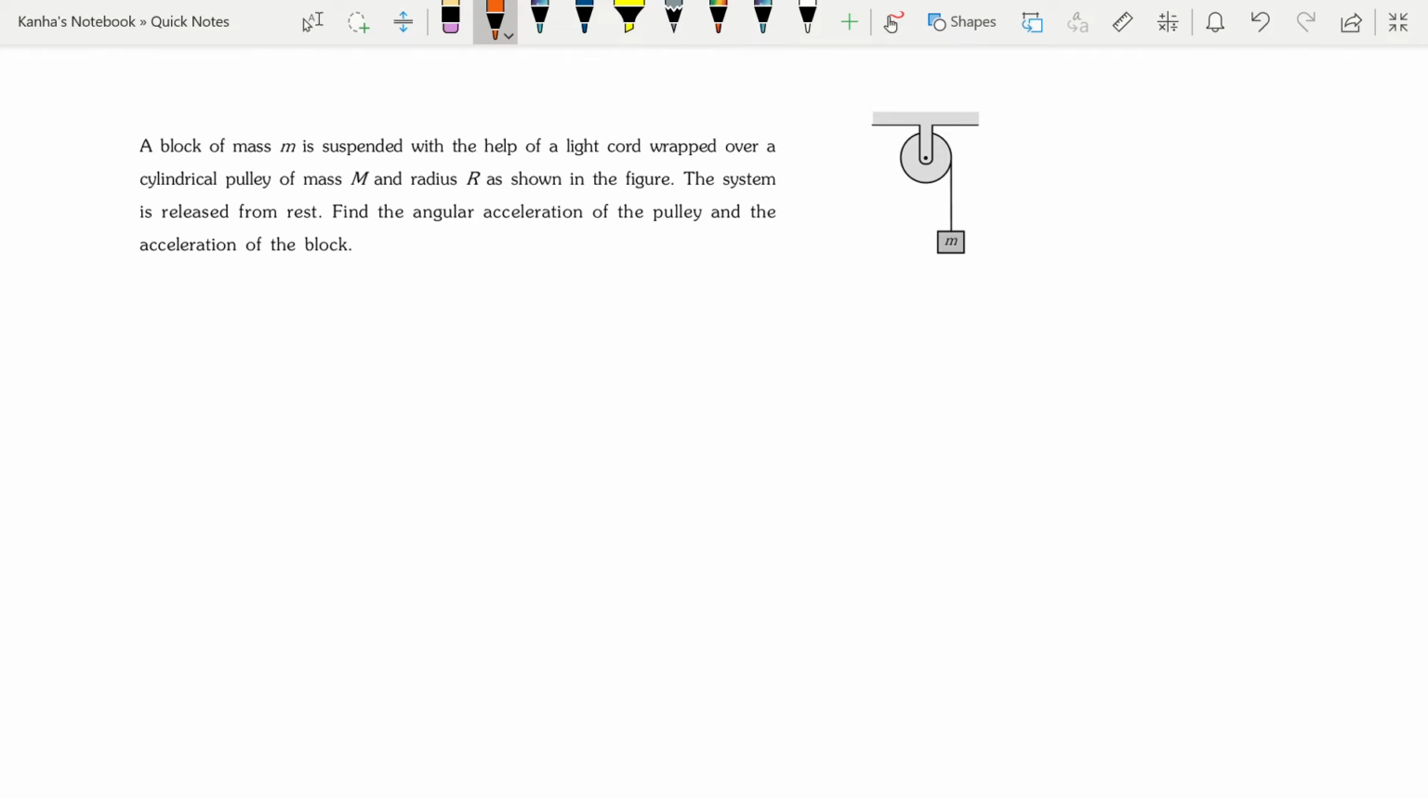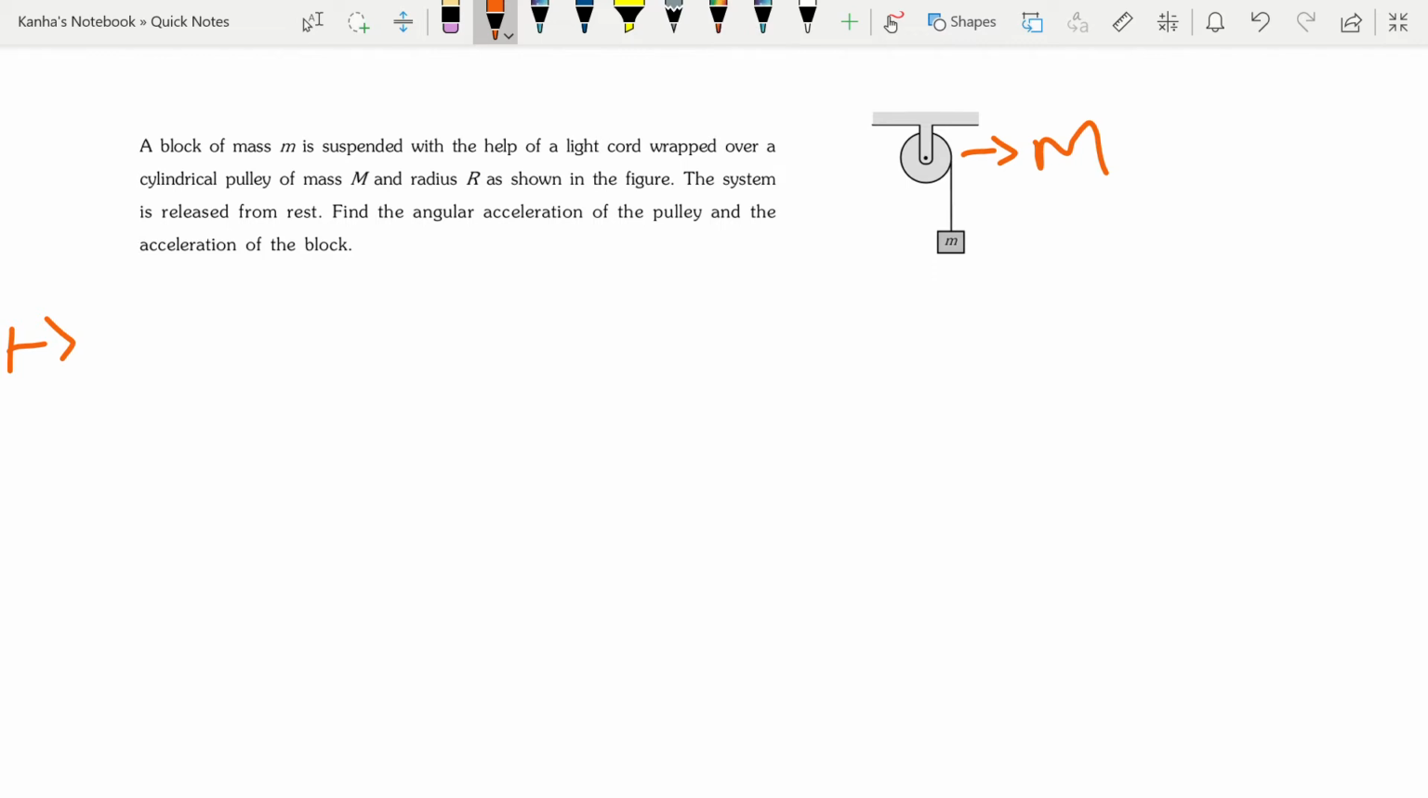Let us do a question to get more clarity. A block of mass small m is suspended with the help of a light cord wrapped over a cylindrical pulley of mass capital M and radius r. The system is released from rest. Find the angular acceleration of the pulley and the acceleration of the block. Note that now the pulley is not massless, so you will also consider the rotational motion of the pulley.